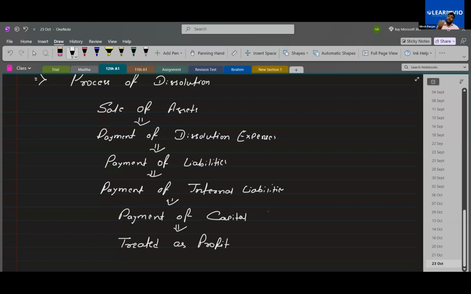Internal liabilities means if the firm has taken a loan from its partners. We have taken loans from outside, so first of all we have to pay the loan of outsiders, and then we have to pay the loan of partners if we have taken it. That is called internal liabilities. After payment of partners' loans, we have to pay partners' capital because they have invested the money and we have to return it. If the amount is enough, then we will pay the capital. After payment of capital, if anything is left, it will be treated as profit and distributed between partners. Okay sir. So you should write this also.